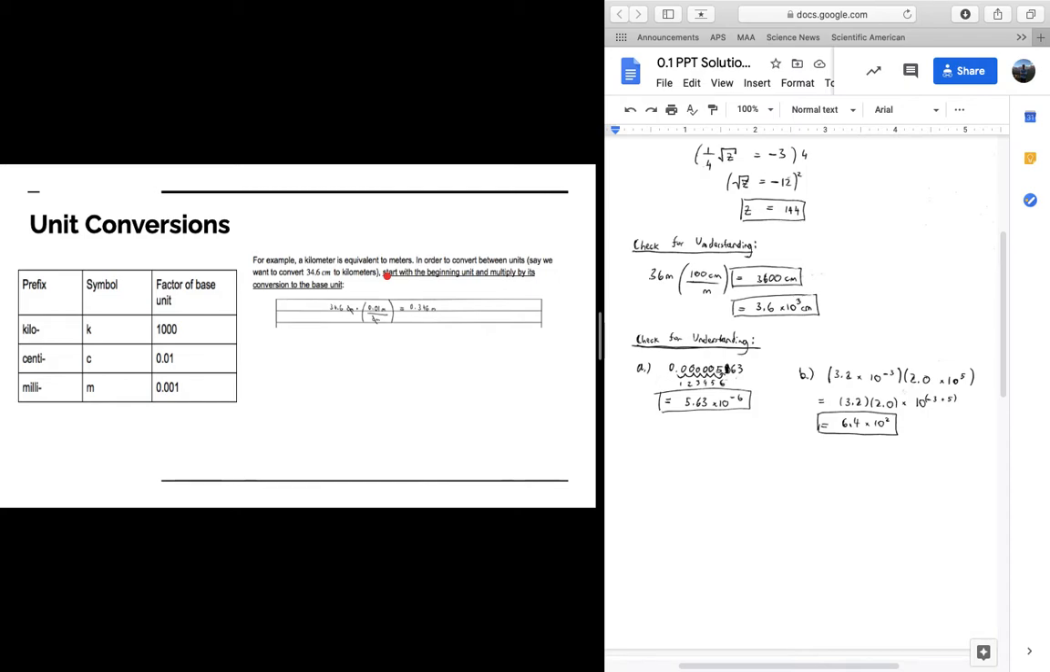The first thing we're always going to do is start with the beginning unit and multiply it by its conversion to the base unit. So if we have 34.6 centimeters, we're going to convert to our base unit. We want to get rid of centimeters, which means we're going to have centimeters in our denominator. The centimeters are going to cross out. The unit that we're trying to end up with, the base unit, is what's going to be in the numerator. So we're going to have a meter unit in the numerator.